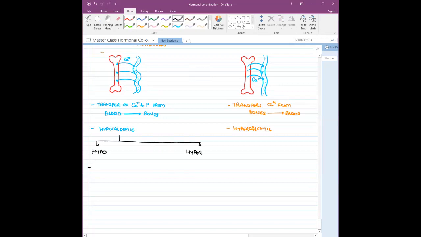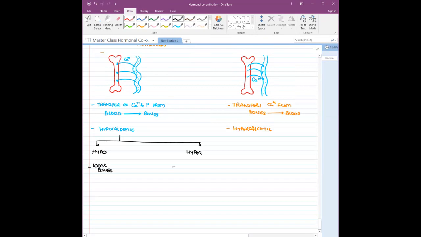So if calcium ions are not going to be deposited onto the bones, are your bones going to be strong? No. So what are you going to suffer from here, guys? You are going to suffer from weak bones. First thing. But now let's try to see the other side.